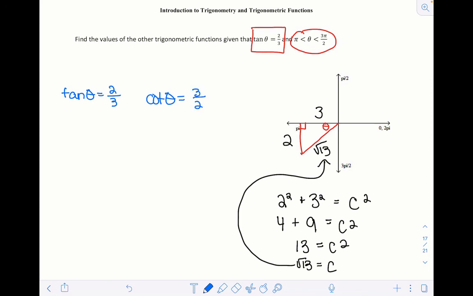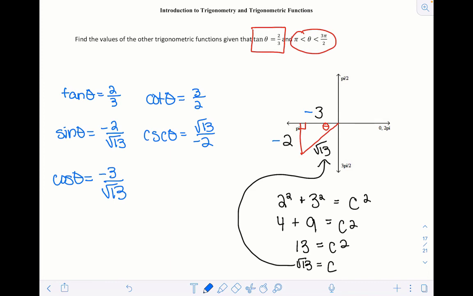Also positive. And actually, before I keep going, I just realized I haven't checked for the signs yet. So let me go ahead and do that. X's are negative, Y's are negative. So sine of this angle is going to be -2 over square root of 13. And I'm just going to leave it like that. I'm not going to rationalize it right now. Cosecant is going to be square root of 13 over -2. Cosine of theta is going to be -3 over square root of 13. And then finally, secant of that angle is going to be square root of 13 over -3.